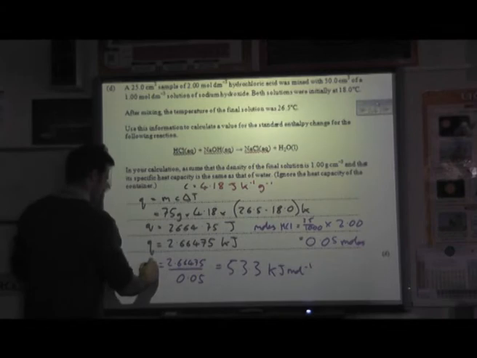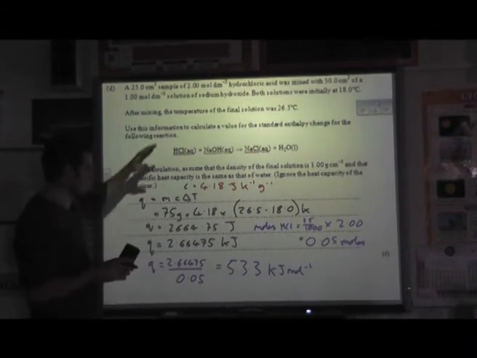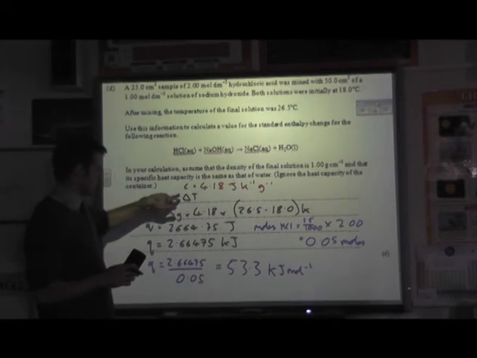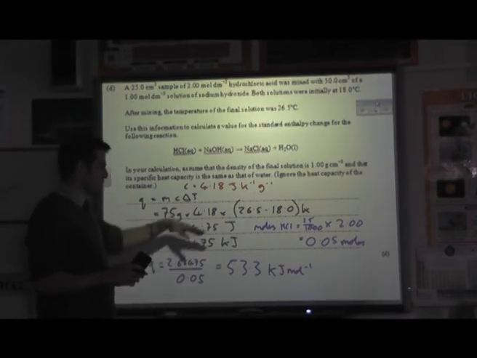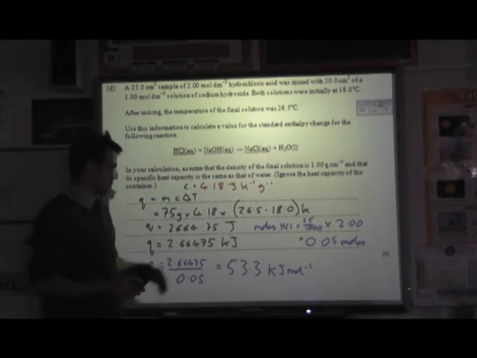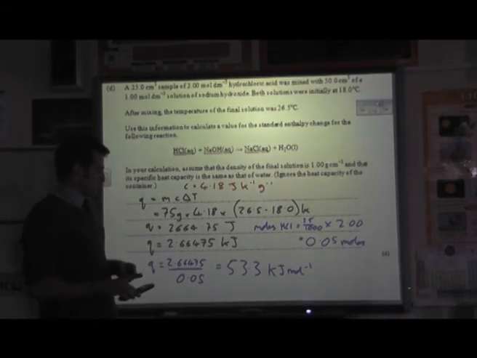Okay, so always now, remember, you're going to work out how many joules by Q equals mc delta T, then we need to divide it by 1,000 to get the kilojoules, then we need to divide it by how many moles we have actually reacted to get the kilojoules per mole. And that's that kind of question done.